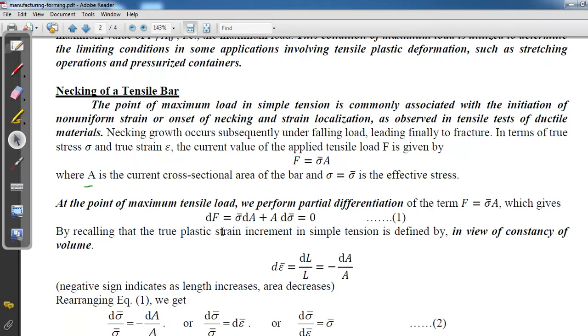Recalling the plastic strain increment in simple tension, it is defined in view of constancy of volume. That means in plastic deformation after yield stress, volume remains constant, that is V initial equals V final. That means area initial times length initial equals area final times length final. Means they are inversely proportional: one will increase, the other will decrease. Okay, two terms are there, area and length.